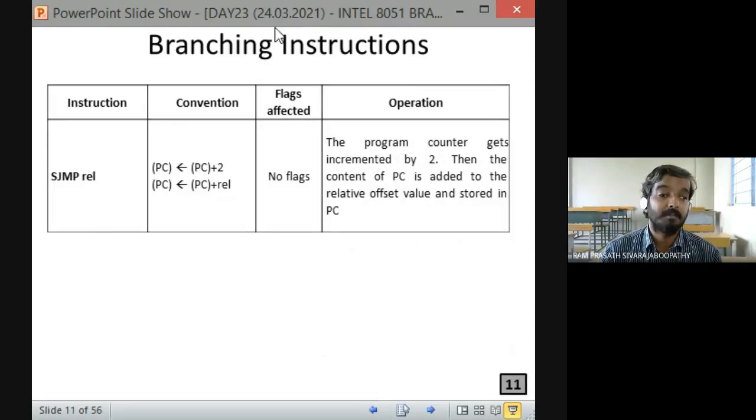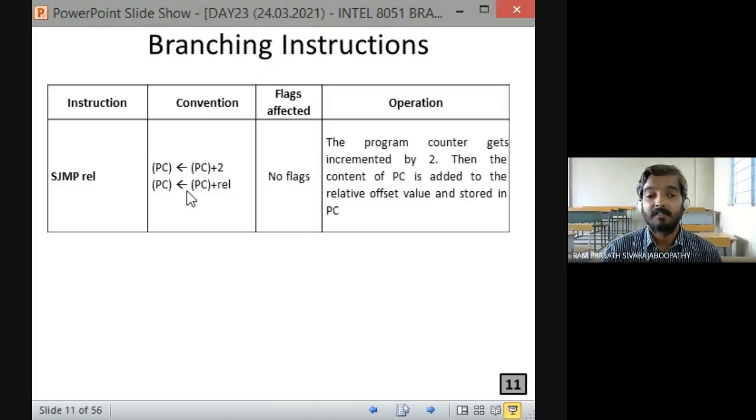Fine. Then SJMP. Here, the program counter gets incremented by 2. After it gets incremented by 2, the next instruction becomes the reference, and from there the relative value is added. I hope it is clear to everyone. Whatever value is in the program counter, the offset value is going to be added to it. As it is a signed number, if the relative offset value is positive, it will get added. If the relative value is negative, it will get subtracted.